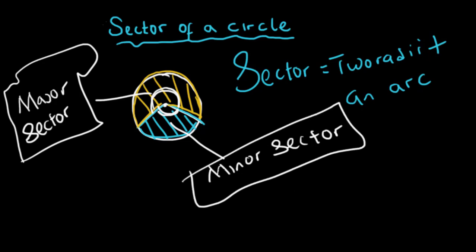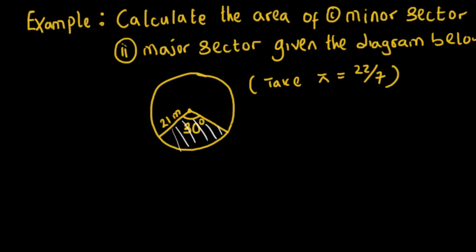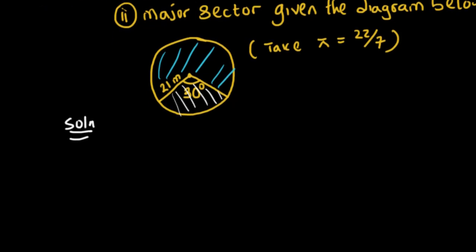Now, let's take an example. Calculate the area of (i) the minor sector, (ii) the major sector. Take pi equals 22/7. Now remember, this is the minor sector, and this is the major sector. Do you understand that? So let's solve this. Solution. If I draw the minor sector to be something like this, we've got 30 degrees, and then we've got 21 meters. So let's calculate the area of the minor sector.